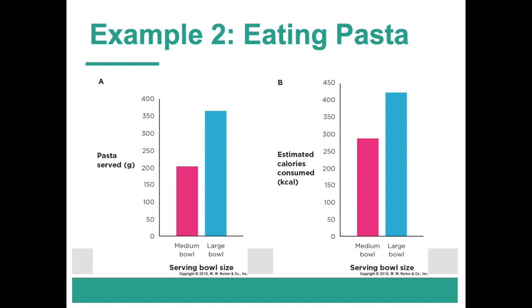And so the researchers controlled whether the participants got a medium bowl or a large bowl. The results showed that the medium bowl participants took less pasta on this left-hand side, and they ate less as well. So again, this is an example of an experiment because the researchers controlled the conditions that the individuals got.